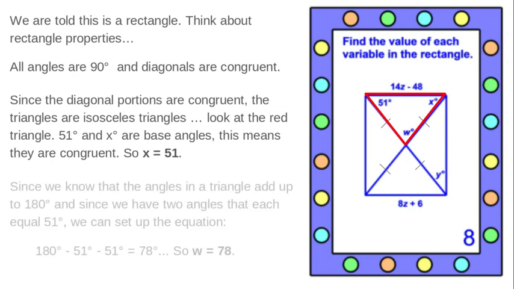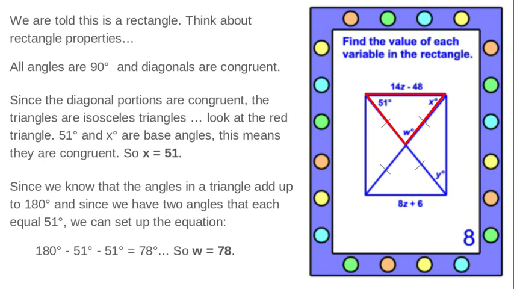Now I've created a red triangle on there for us. That red triangle is going to give us two pieces of information. I clicked ahead accidentally, but it's okay because they both deal with this red triangle. So that red triangle is an isosceles triangle.